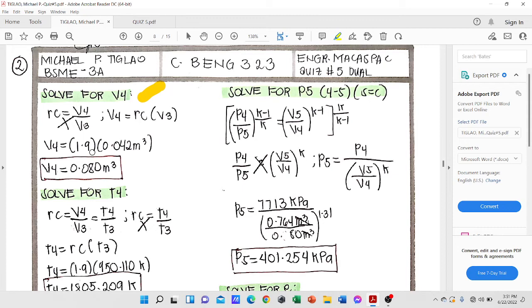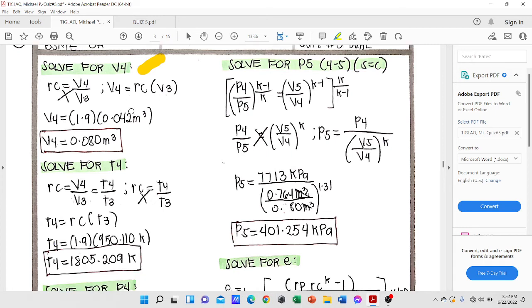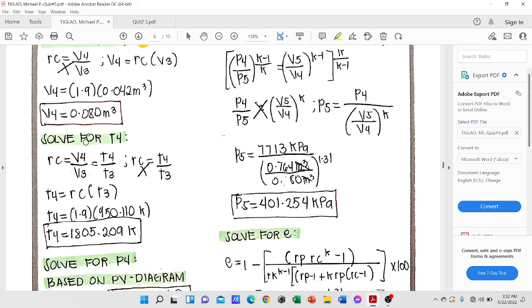Sa volume 4 naman, meron tayong formula na RC is equals to V4 all over V3. Then, nag-cross multiply lang ako para makuha ko yung final formula sa volume 4. So, volume 4 is equals to RC quantity V3. So, i-substitute lang natin yung value. Yung RC, equal yan sa 1.9. Then, yung volume 3 natin is 0.042 cubic meter. Therefore, yung volume 4 natin is equals to 0.080 cubic meter.